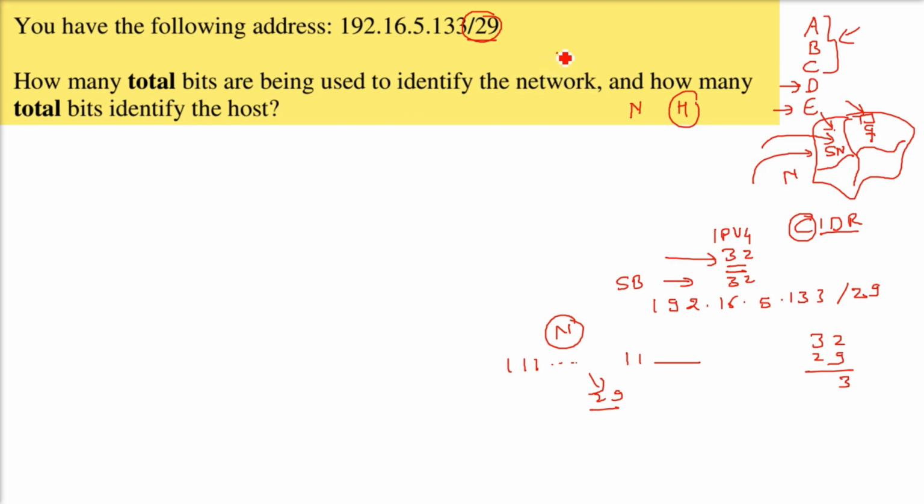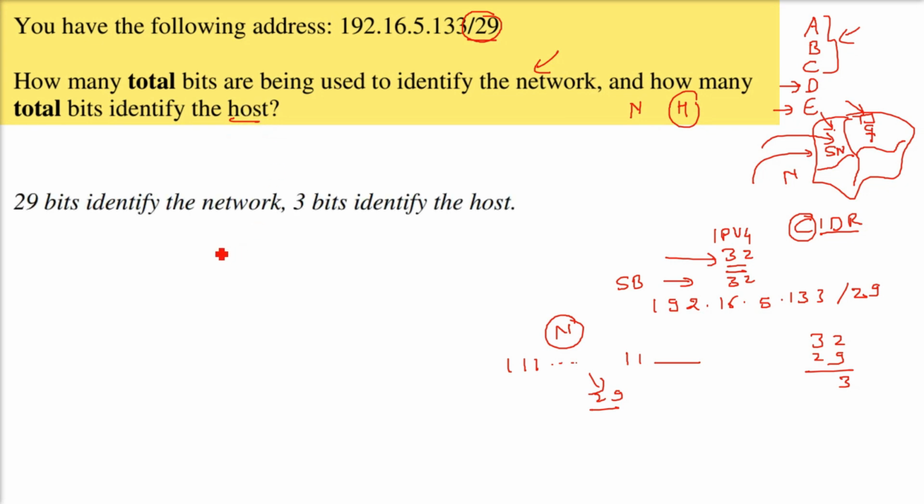So how many total bits are being used to identify the network, and how many total bits identify the host? Now it is clear. In the CIDR form, the 29 bits are identifying the network, and the remaining 3 bits are identifying the host in that network. That is the computing devices to whom the IP address will be assigned. So there are 2 parts in an IP, network and host. It depends on which class you are working on.